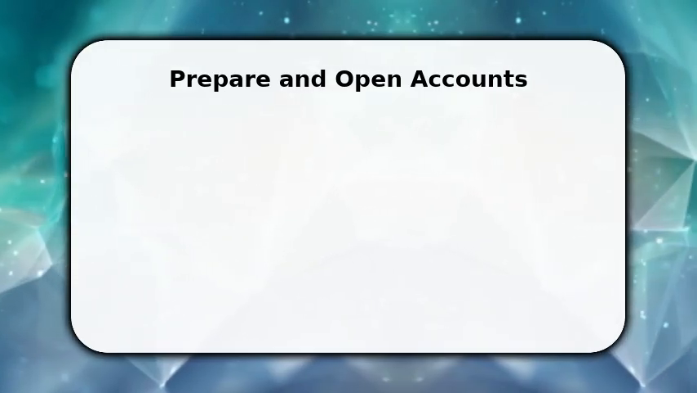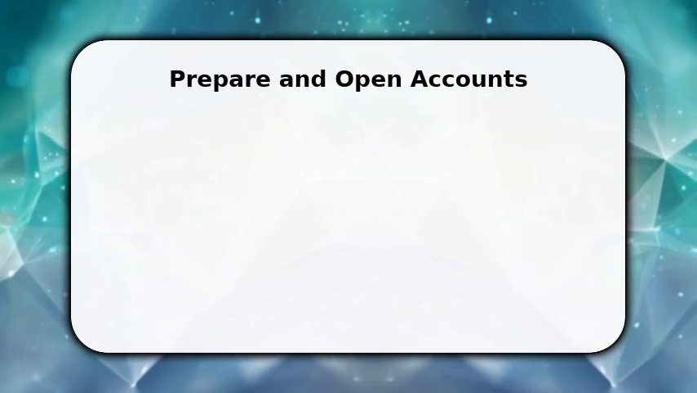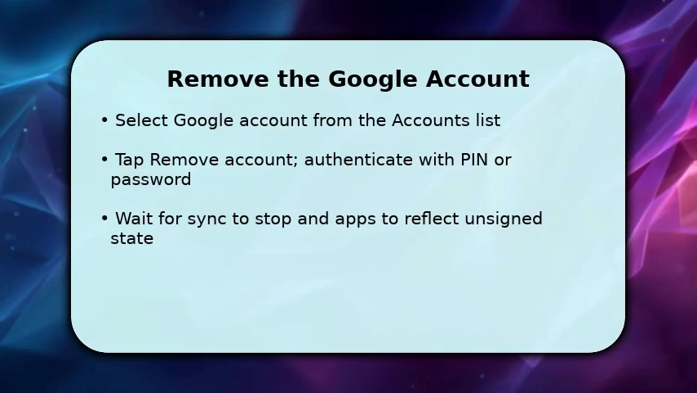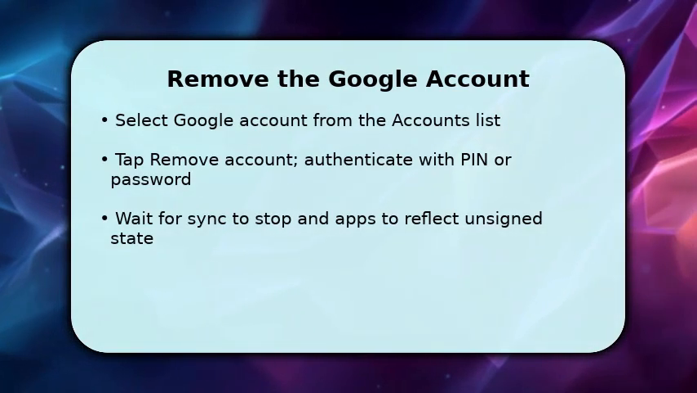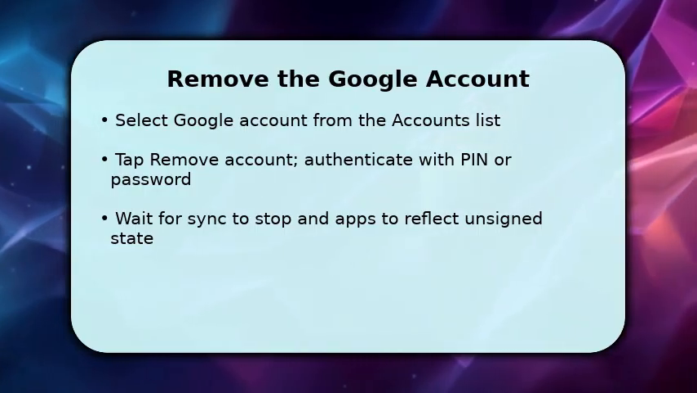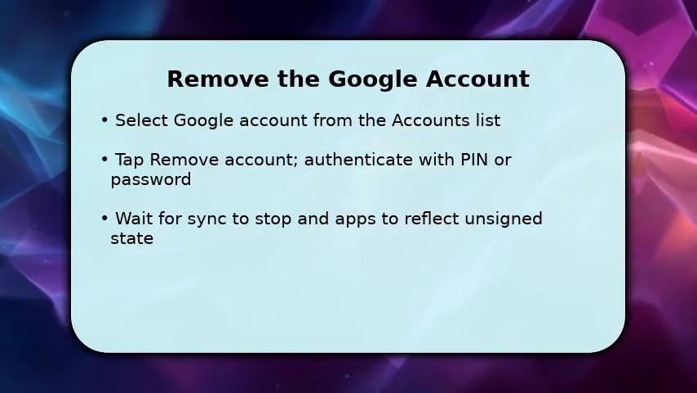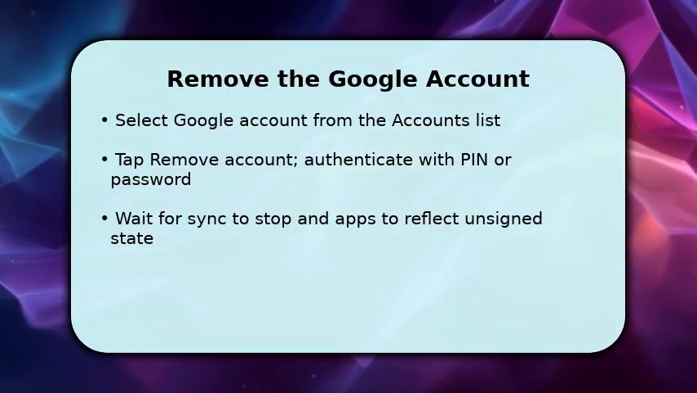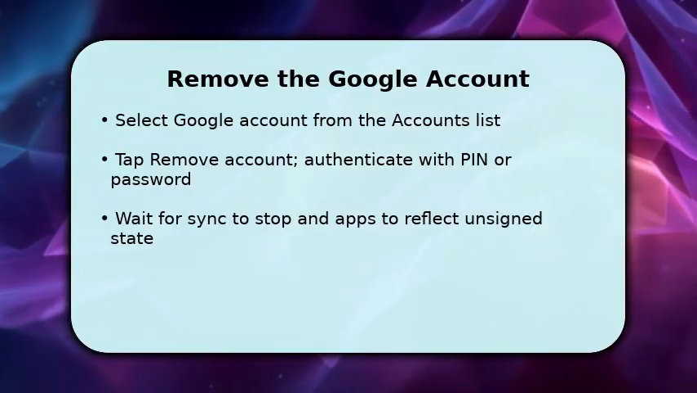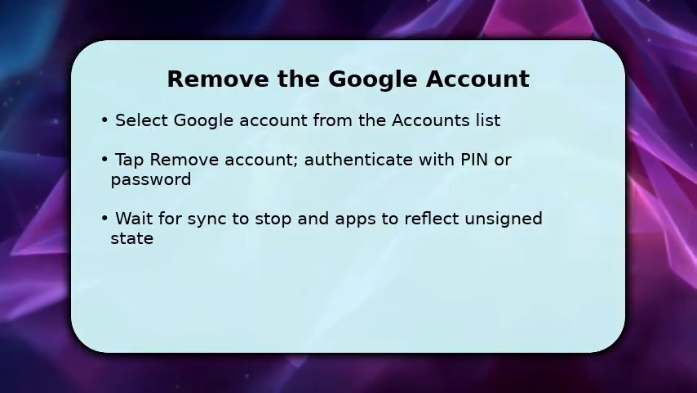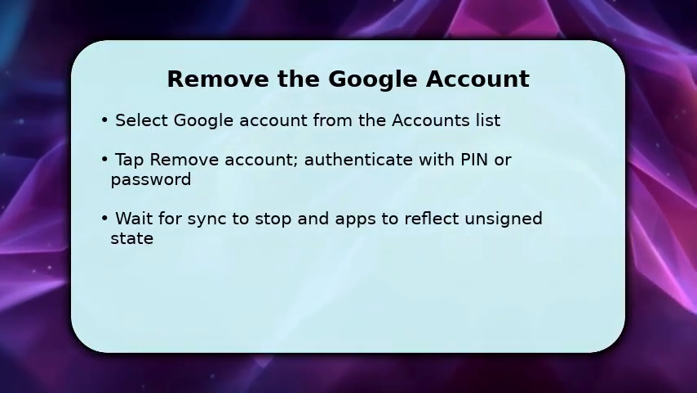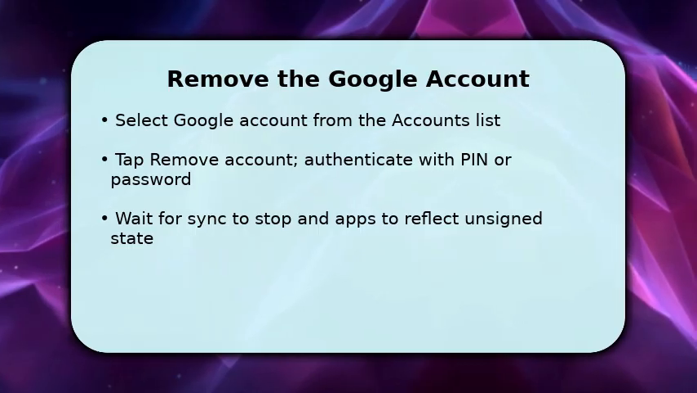You now select the Google entry in Accounts and tap the account name to expand details. Once selected, tap Remove Account. Android will ask you to confirm and authenticate with your lock screen PIN, pattern, or password. Provide it. After authentication, the system will sign you out and stop sync processes. Make sure to watch app behavior. Email, Play Store, and contacts should show signed out status.